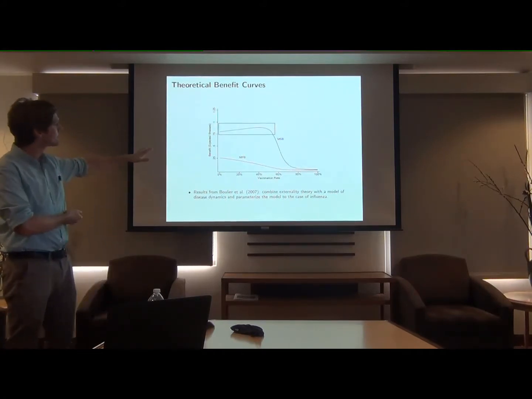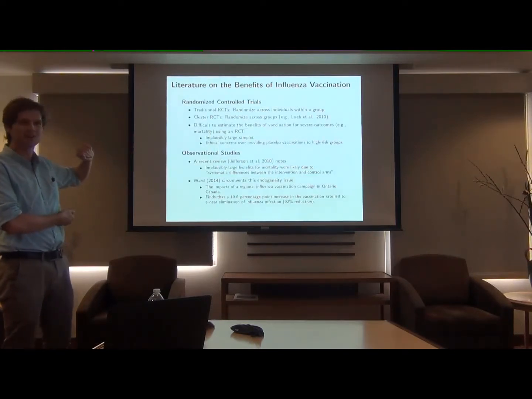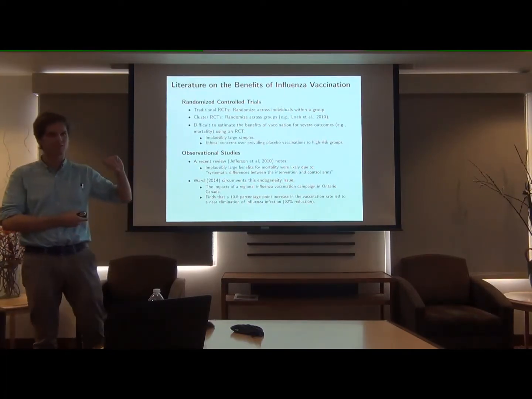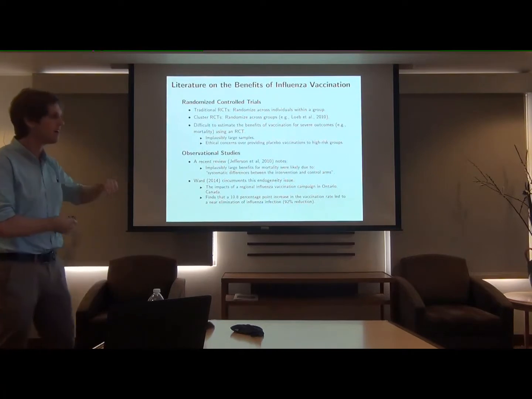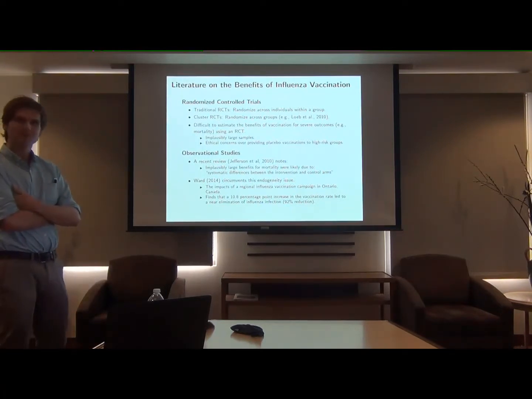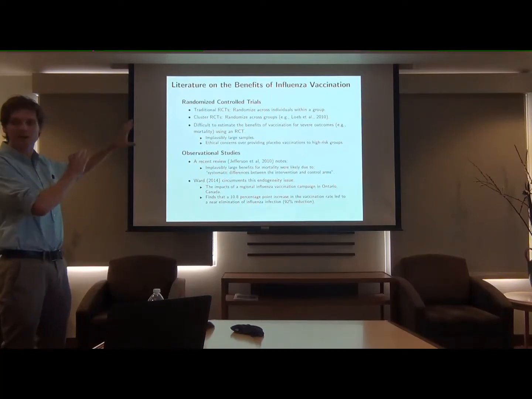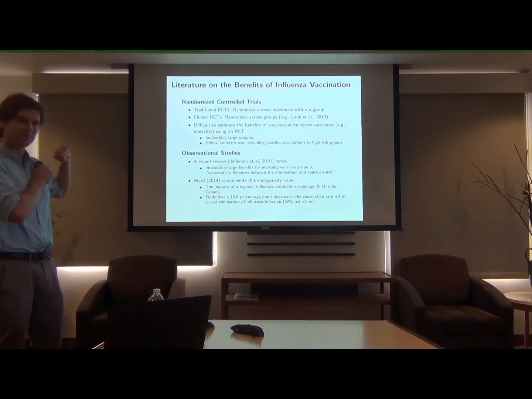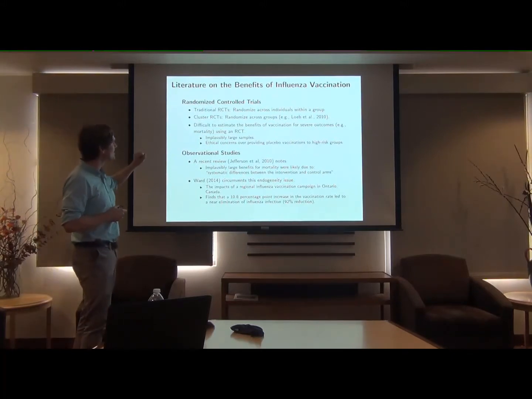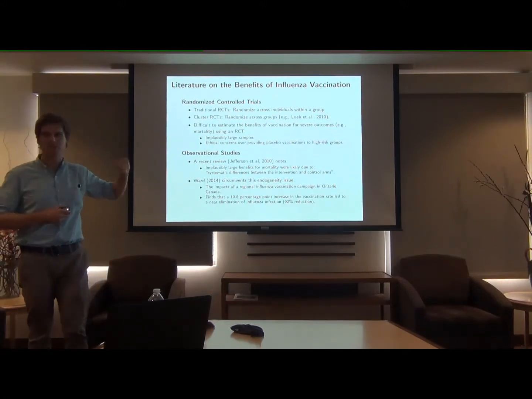Okay, so I'm not going to claim that I'm the only paper to try to estimate the benefits of influenza vaccination. Basically all this literature, except for one important exception, is in the medical or public health literature. I'm not going to try to cite every paper that's ever tried to do this, so I'm going to summarize the state of this literature on one single slide. We can roughly break this literature into two components: the RCT literature and the observational literature.